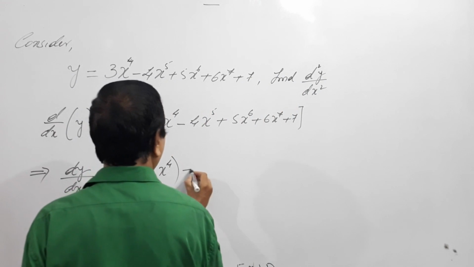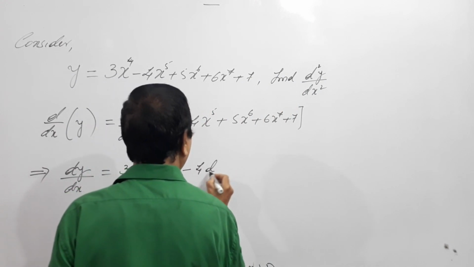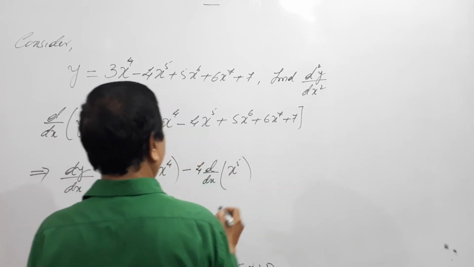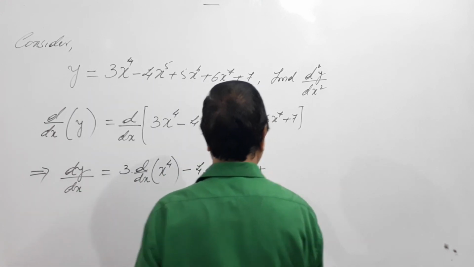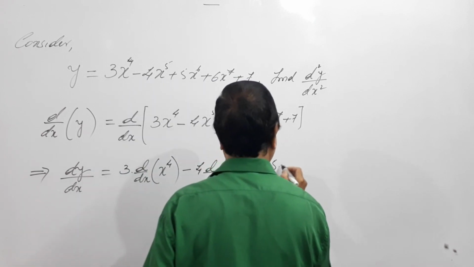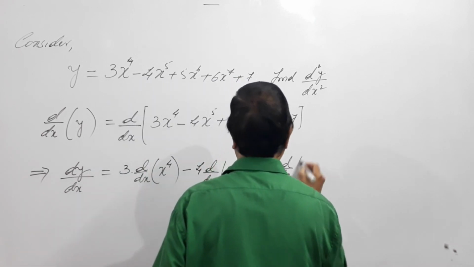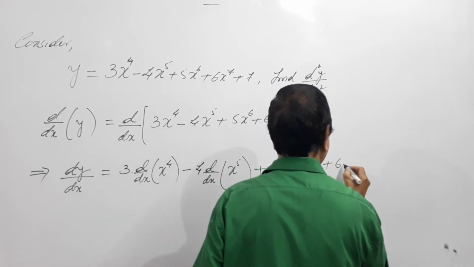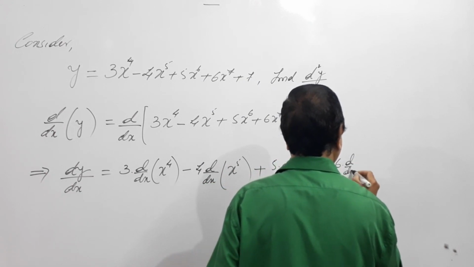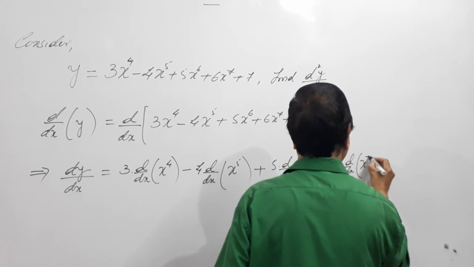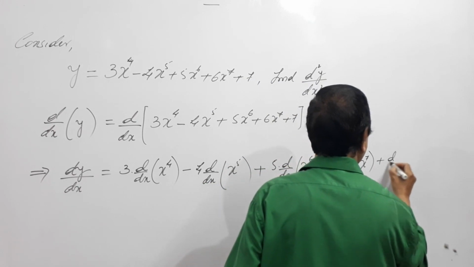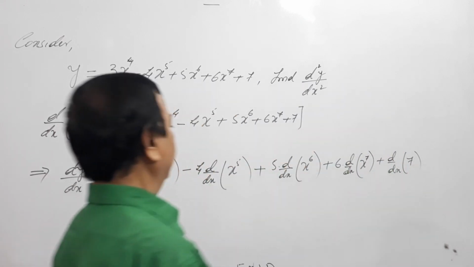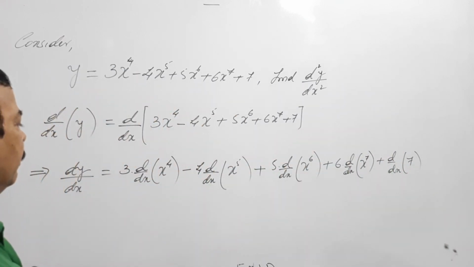So minus, I will take this 4 into d by dx of x to the power of 5, plus 5 into d by dx of x to the power of 6, plus 6 into d by dx of x to the power of 7, plus d by dx of 7.